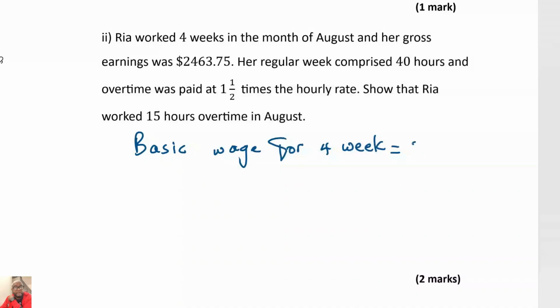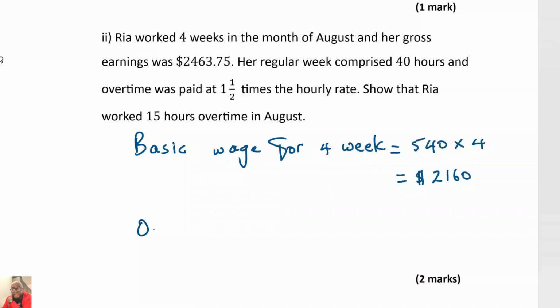What am I multiplying? 540 multiplied by 4, which will give me how much is the basic wage for the 4 weeks? 2160. 2160. Boom. That's the basic wage for the 4 weeks, right?